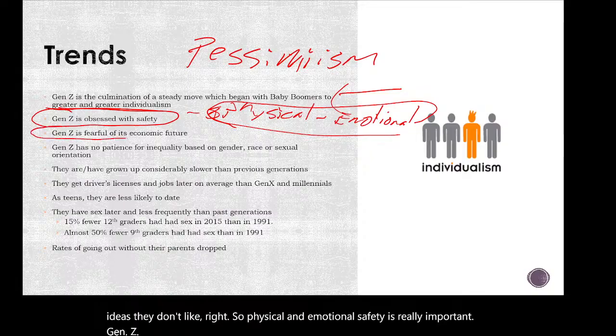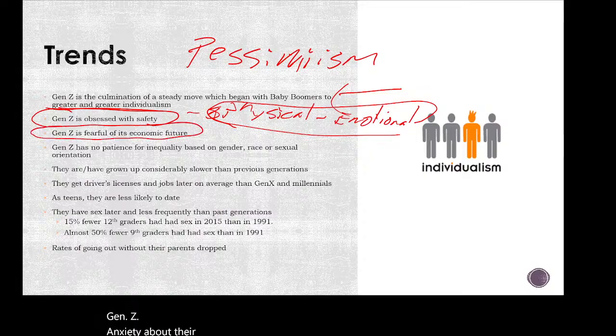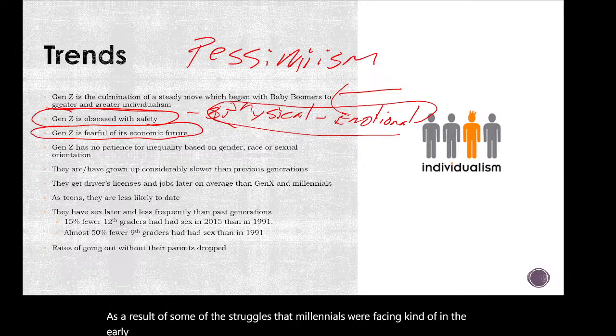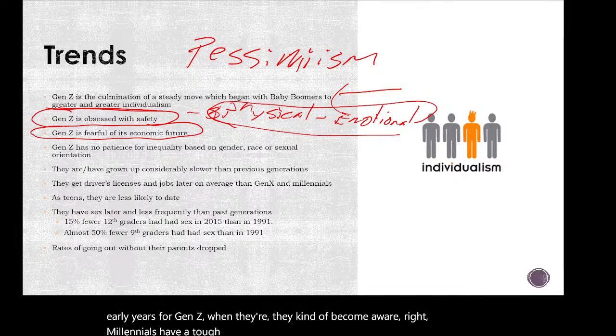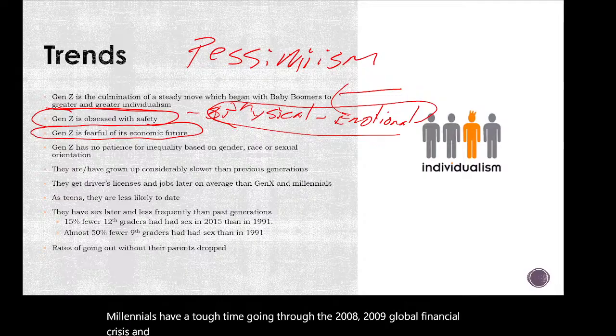Anxiety about their economic futures, again, is a touchstone of Gen Z, right? Largely probably as a result of some of the struggles that millennials were facing in the early years when Gen Z kind of become aware, right? Millennials had a tough time going through the 2008-2009 global financial crisis and recession. And they're afraid that their lives are not going to be as good as the lives of their parents or their grandparents.